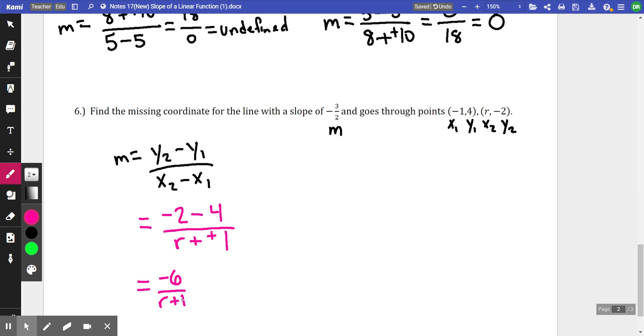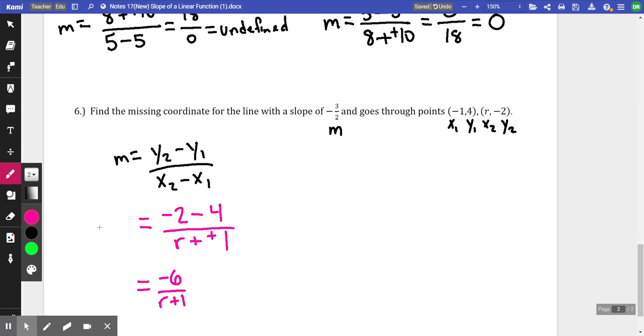This is a variable and this one doesn't, so it just needs to stay r plus 1. But what I do know, something that I didn't have before, is I know the slope. The slope is supposed to be -3/2. Again, I could either have that negative on top or on bottom or out in front, right?